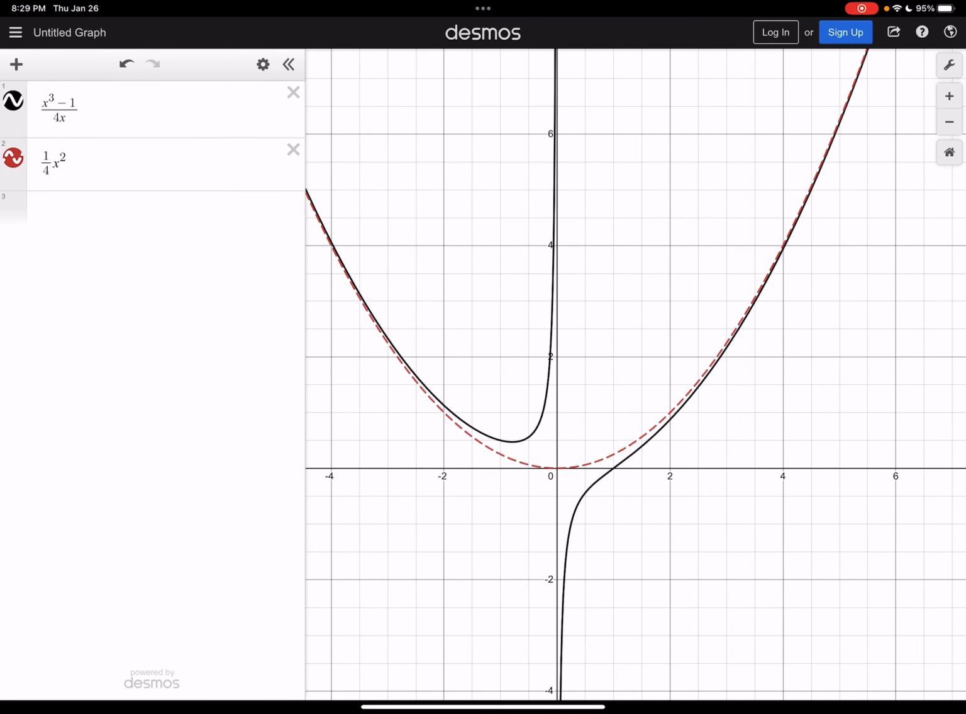I think it's cool. I think it's cool that these asymptotes that these functions approach can be curved and not just a straight line. I think that's really neat.